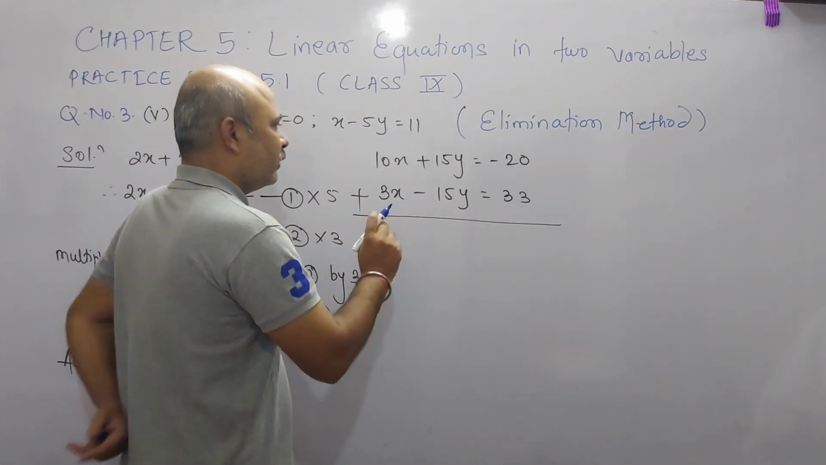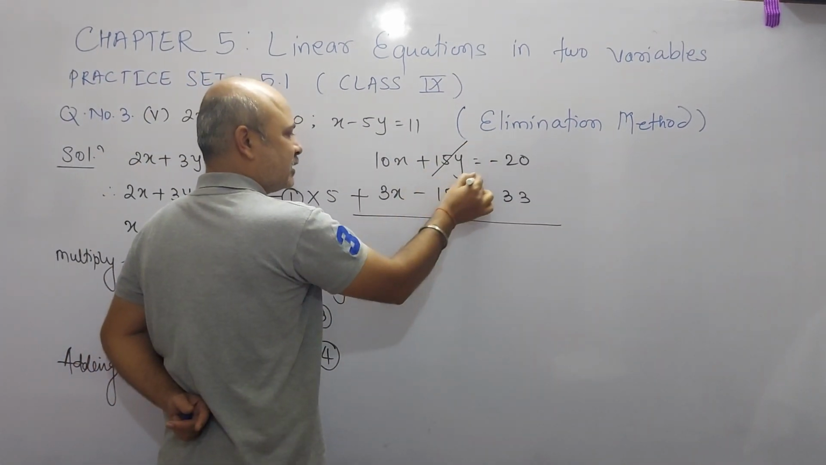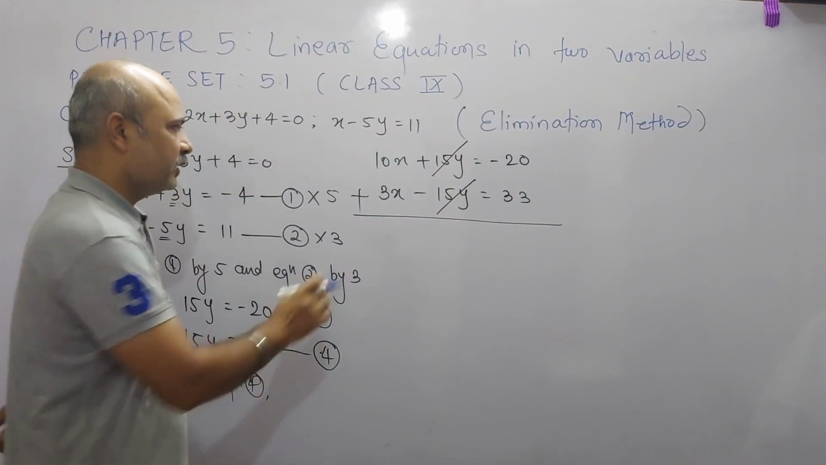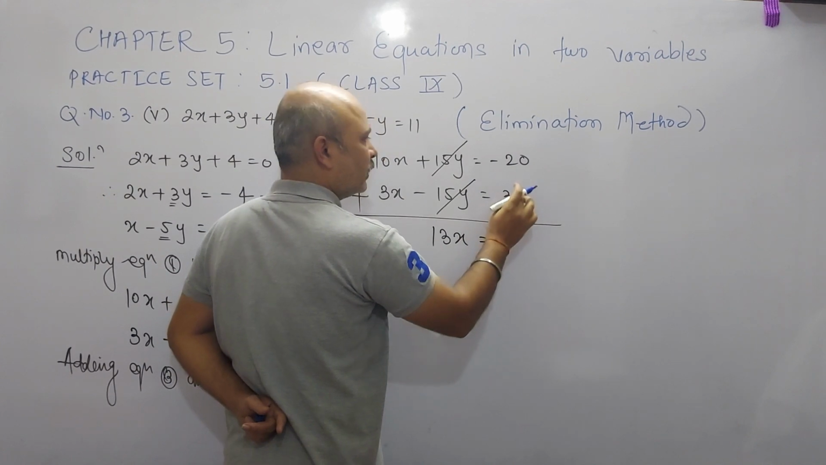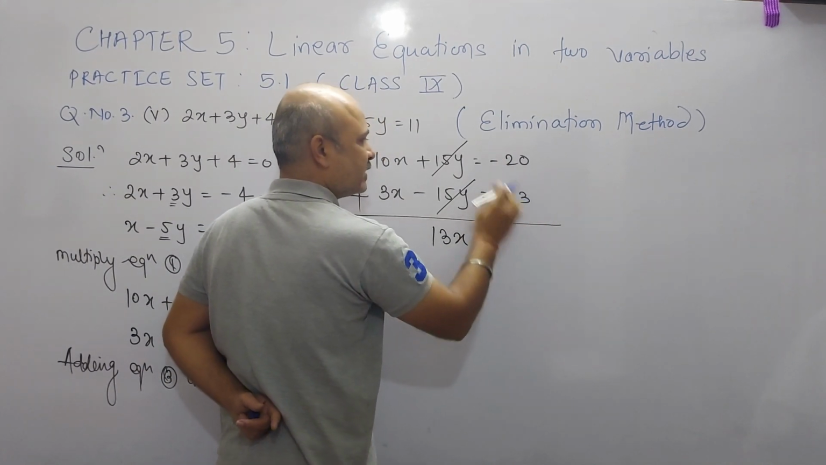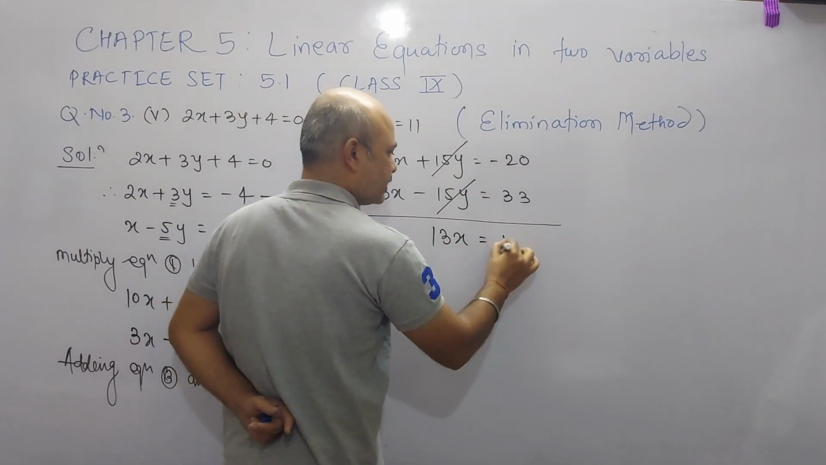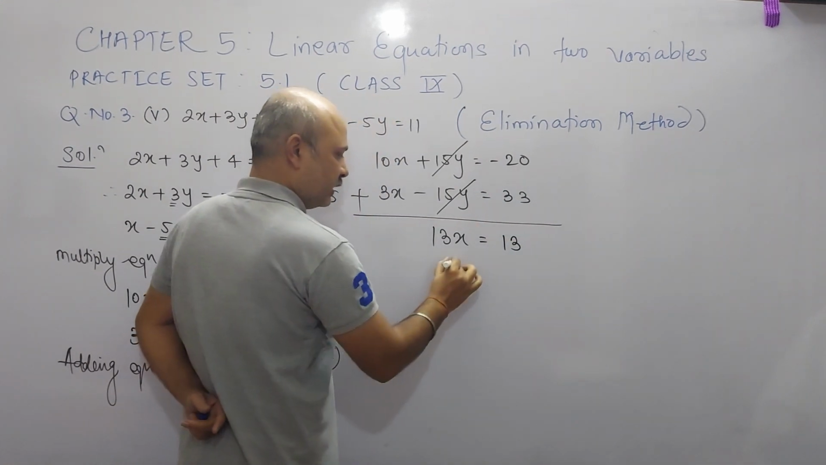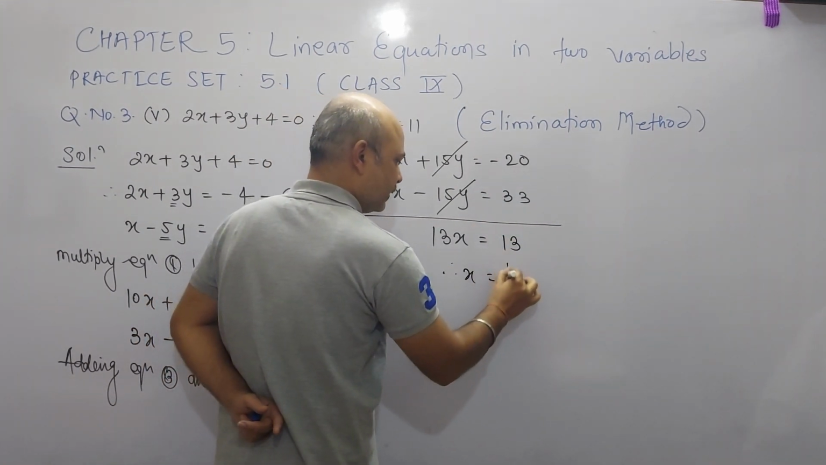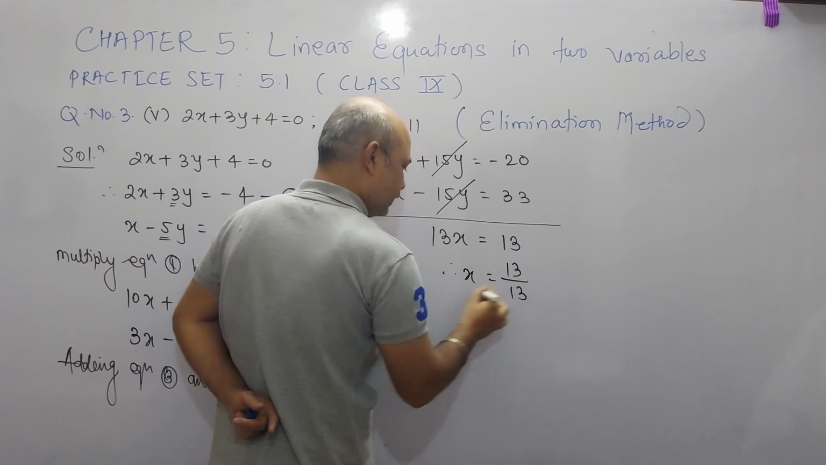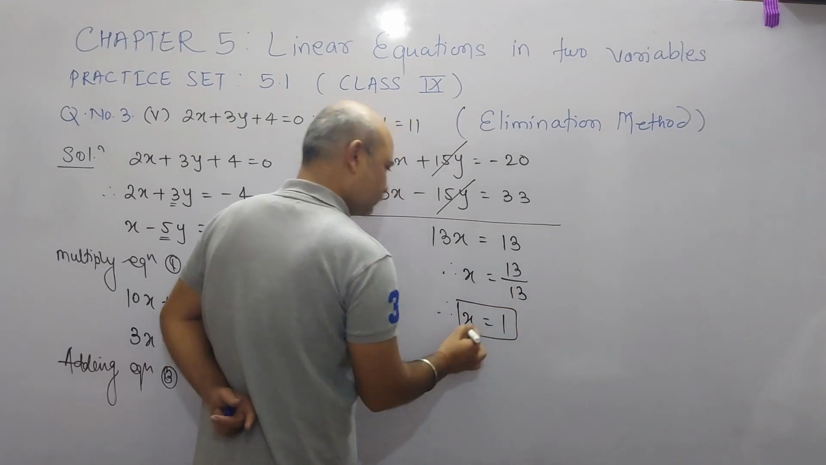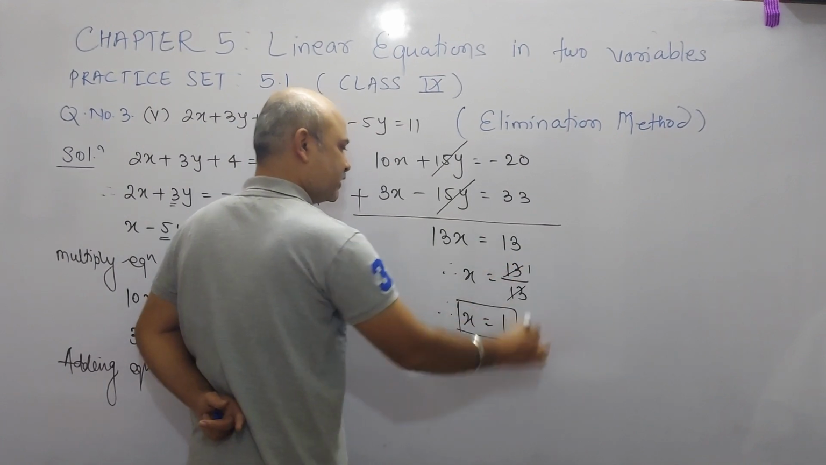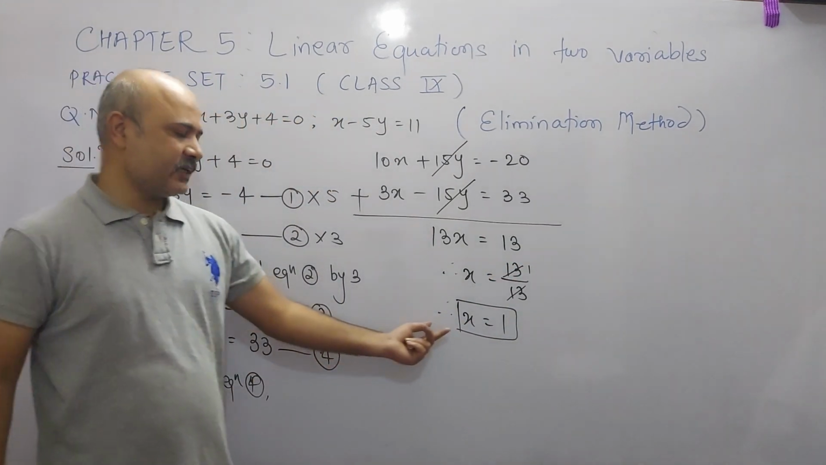So now here what will cancel out? Plus 15y minus 15y will cancel out. 10x plus 3x is what? 13x. And 13x is equal to what? This is minus 20, this is plus 33. So this will be plus 13. Therefore what will be x? x will be 13 divided by 13. Therefore x is equal to 1. We will cancel out, 13 ones are 13. So the value of x is 1.